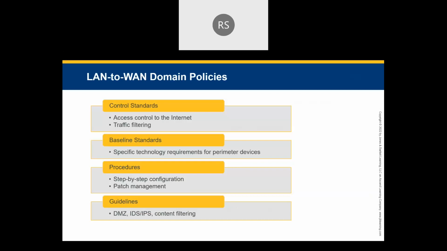Now, once again, the baseline standards in the LAN to WAN domain specify the specific technology requirements for perimeter devices, such as routers, firewalls, and intrusion prevention systems. These standards outline the necessary configuration, protocols, and security features that should be implemented to secure the network perimeter. Now, baseline standards ensure consistency and best practices in securing the LAN to WAN connection.